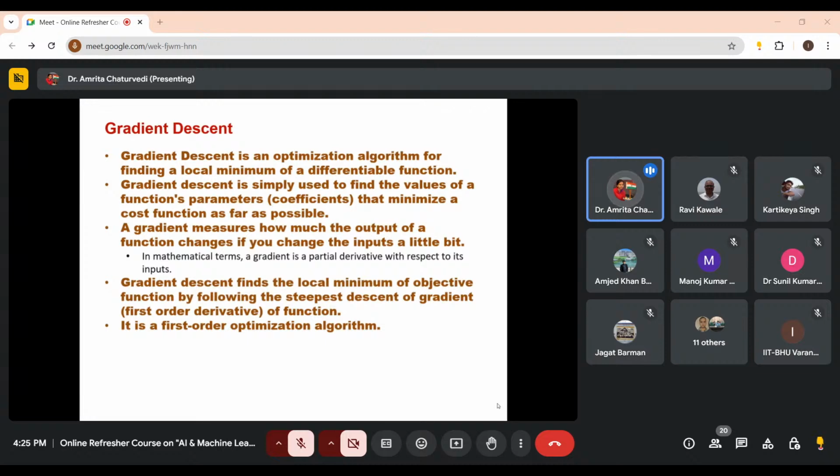So let us see gradient descent, because this is the method that your back propagation network is applying at each step. This is the most popular term in machine learning. You must have heard it many times. This is an optimization algorithm for finding a local minimum of a differentiable function. As the name suggests, gradient descent.